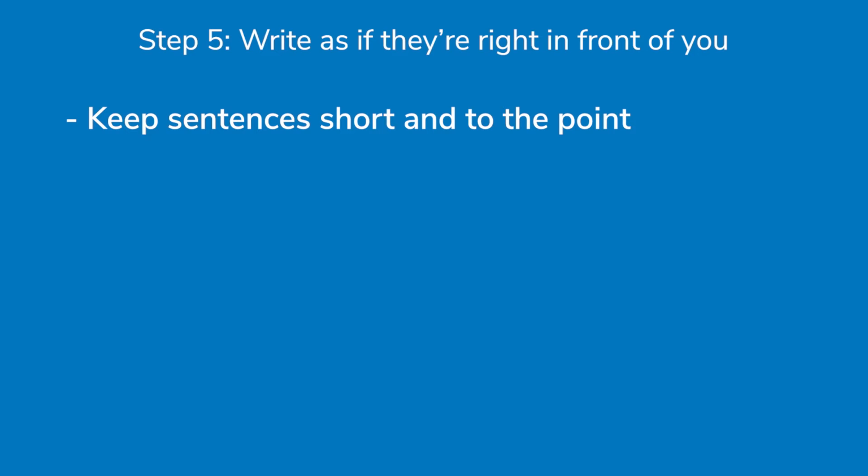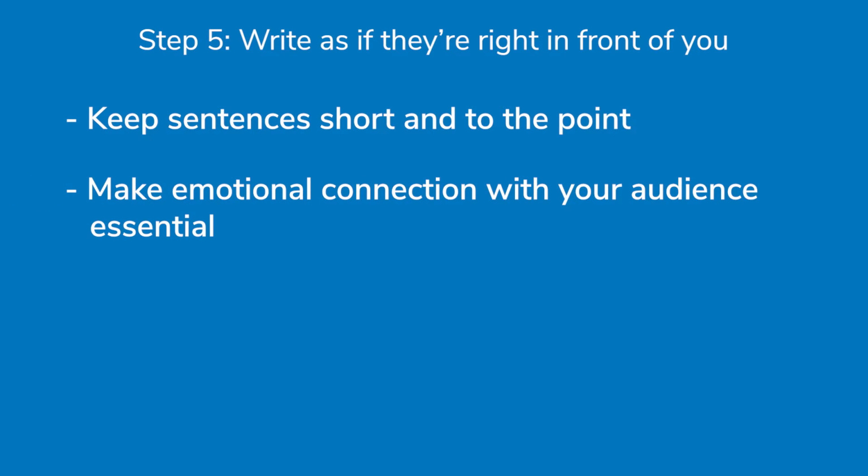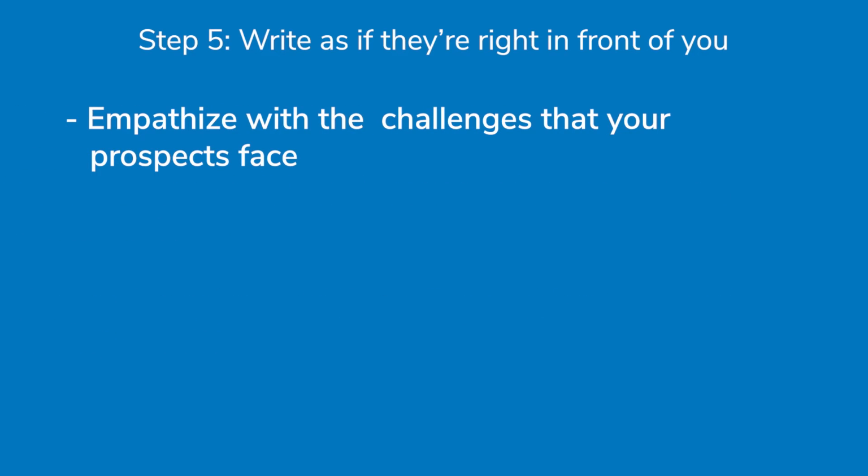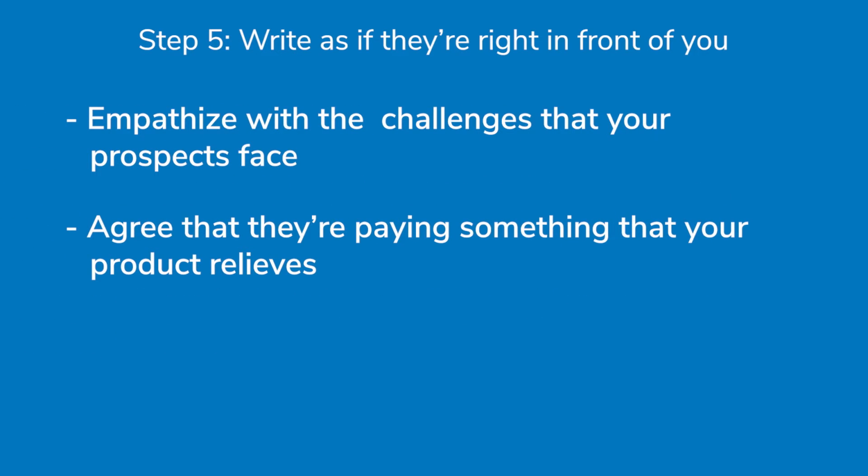Now, if you're finding the "be persuasive" piece tricky, here are a few extra tips for writing product descriptions that persuade and convert. Keep your sentences short and to the point. Make emotional connection with your audience essential, and highlight what the prospect will feel after using your product. Empathize with the challenges that your prospects face and agree that their pain is something that your product relieves. Now, sell a lifestyle that will keep them coming back. And a good way to test how your description is coming along is just to read it out loud. Ask yourself how it sounds in a real conversation and if you'd have that conversation with your target audience.